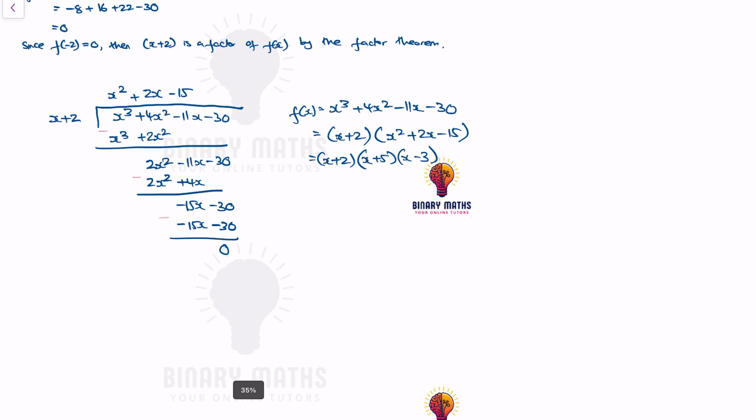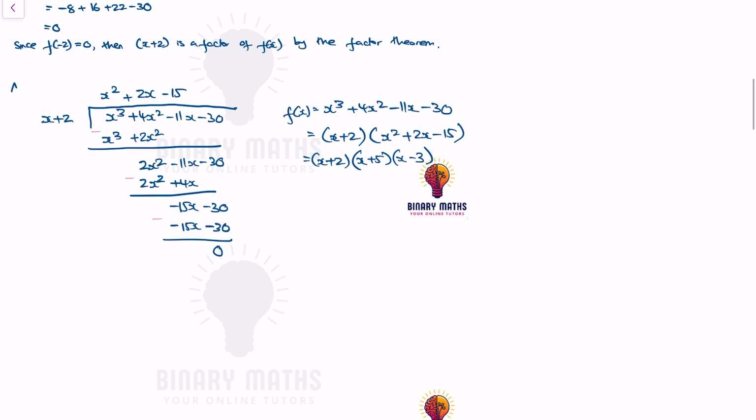There is another way to do this. So this is method A. Okay, method B, there is another method to do this, which is inspection. I've got x cubed plus 4x squared minus 11x minus 30 is equal to x plus 2 times something. So what I do in this case is I know x times x squared gives me x cubed, so the first term must be x squared.